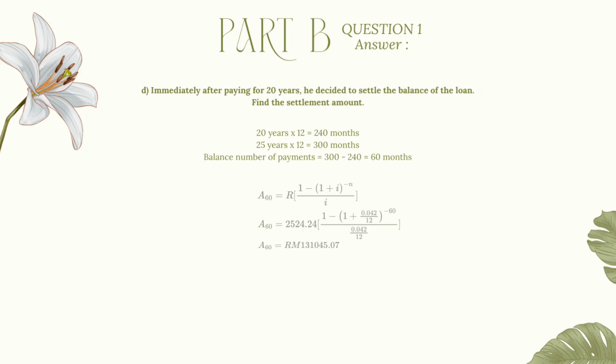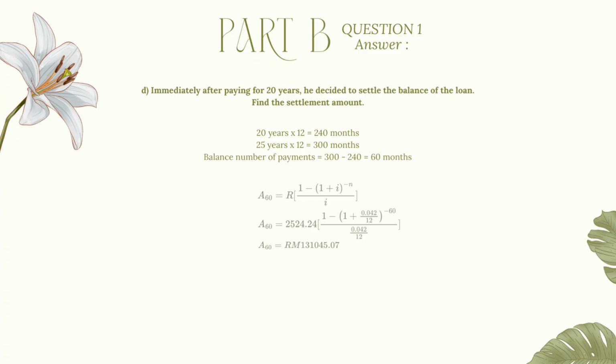D. Immediately after paying for 20 years, he decided to settle the balance of the loan. Find the settlement amount. 20 years multiplied by 12 equals 240 months. 25 years multiplied by 12 equals 300 months. Balance number of payments equals 300 minus 240 equals 60 months.